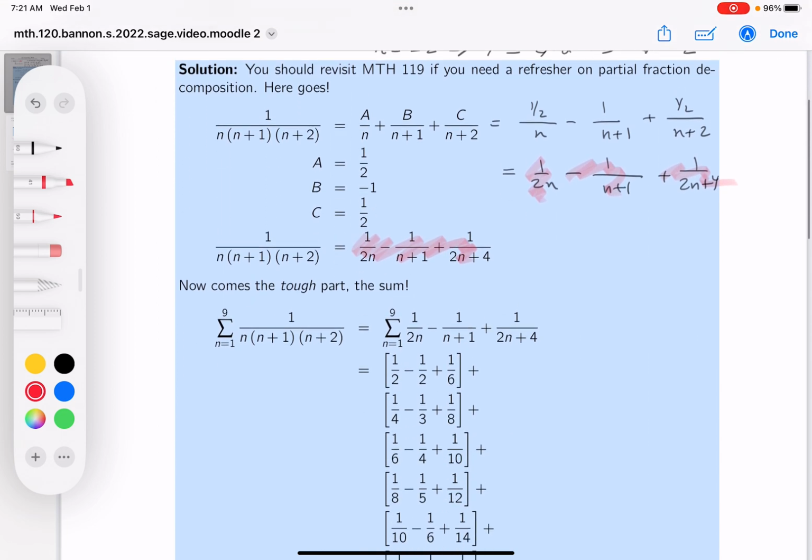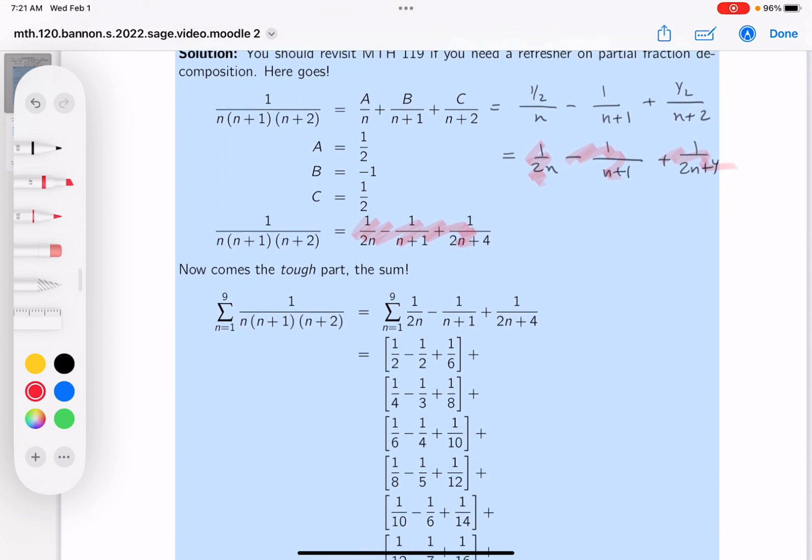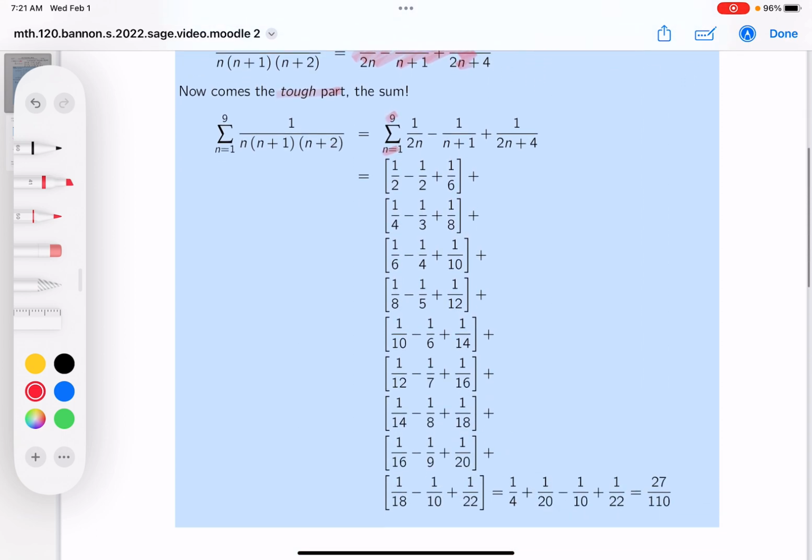Now, I would say the tough part is seeing if there's a pattern to this. To do that, what I would recommend is you plug the numbers in from 1 up to 9. I like to do term by term. So I'm just going to do this first term here. If n is 1, you get 1/2, then 1/4, then 1/6, 1/8, 1/10, 1/12. They're just going up by 2, right?